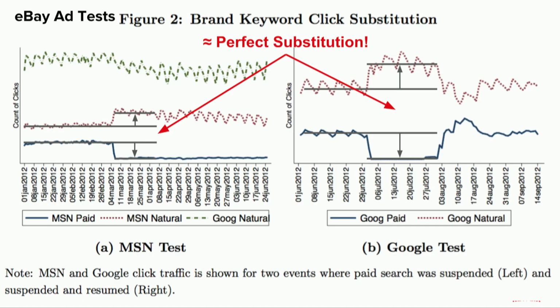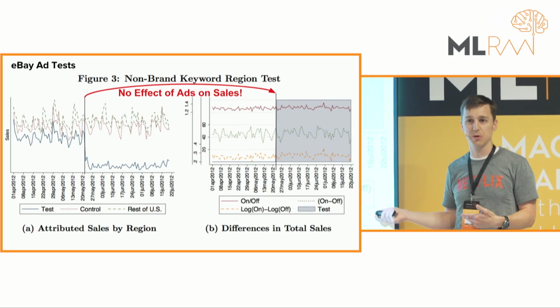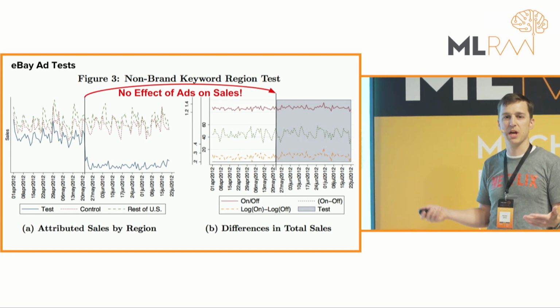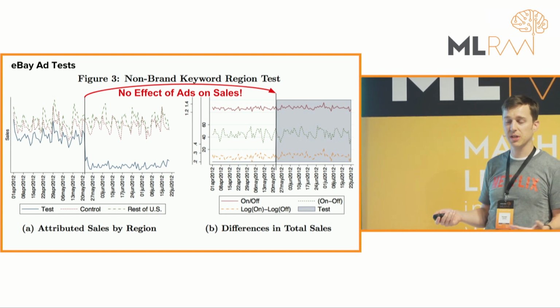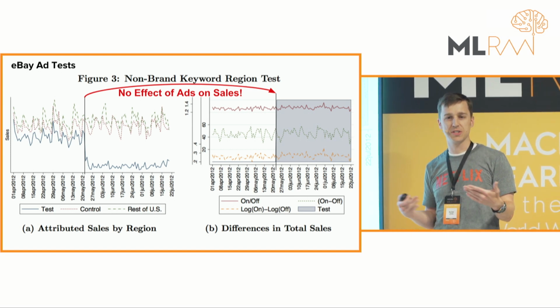These are log scales, I think, which is why it doesn't go all the way to 0. And they said, all right, well, that's just site visits. Well, maybe it had an effect on sales still. And in this case, they saw absolutely no effect on sales. Again, eBay is not representative of every advertiser out there, but they are an advertiser that was spending a large amount of money on these types of search ads.